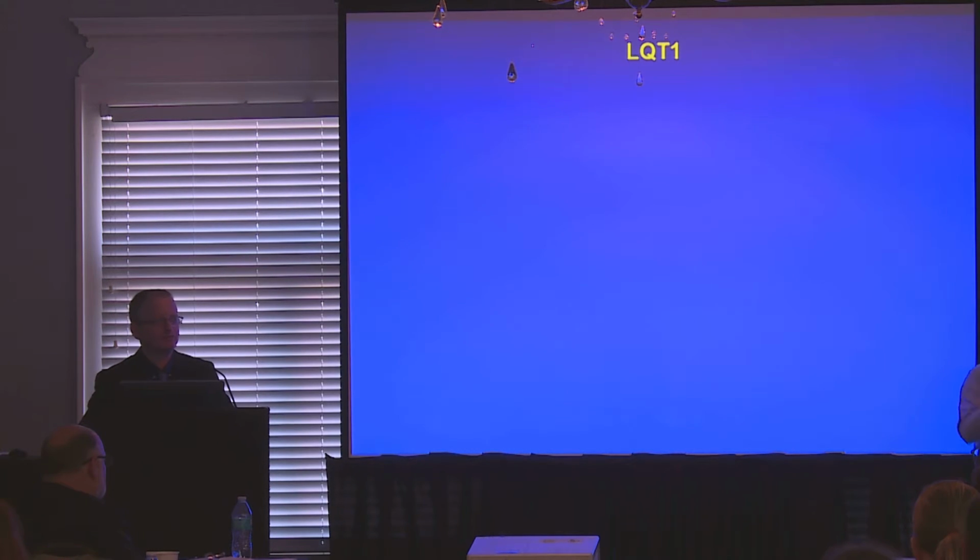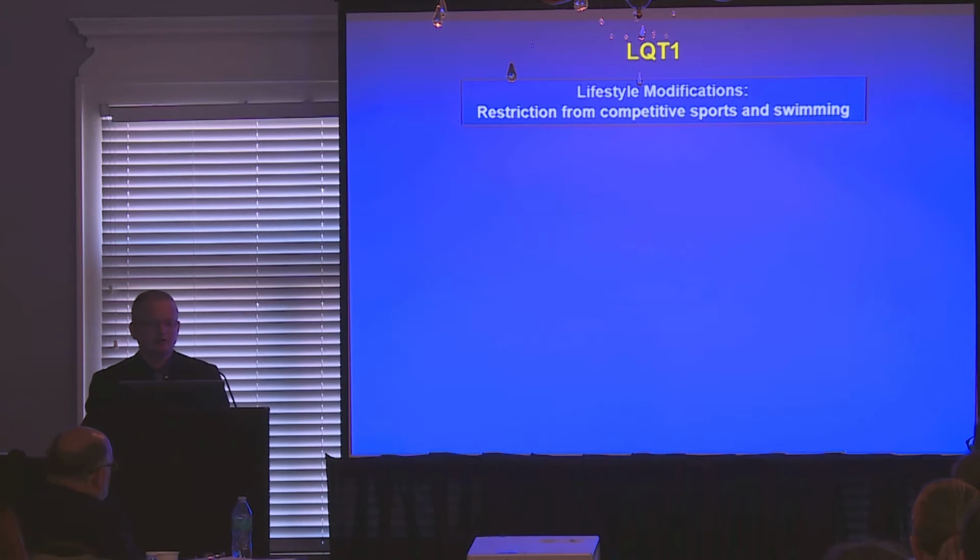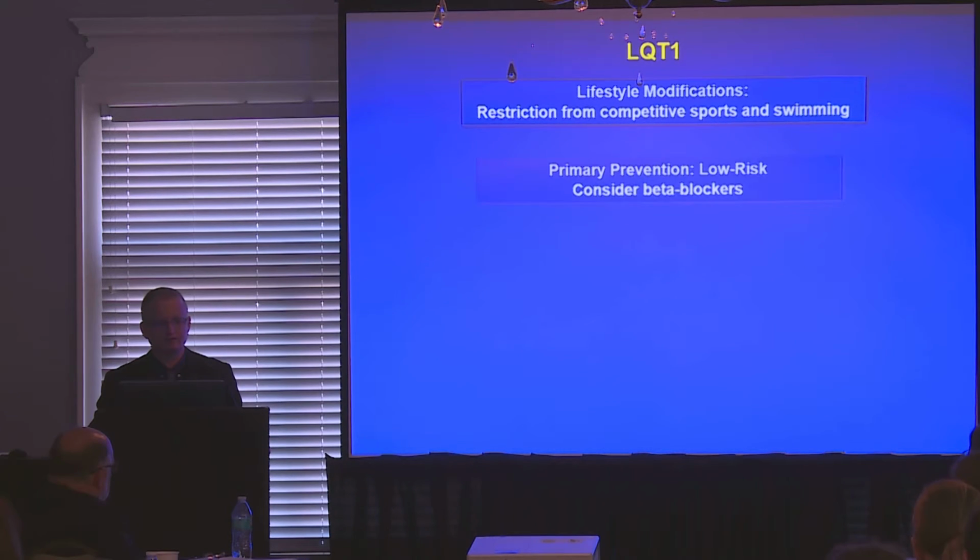So let's take, for example, LQT1 patients. We learned that they are more affected by exercise and sympathetic activation. So we can create some lifestyle modification. It's not really restriction, but we should be more careful about competitive sports and especially swimming. And then in low-risk patients, we can consider beta blockers.